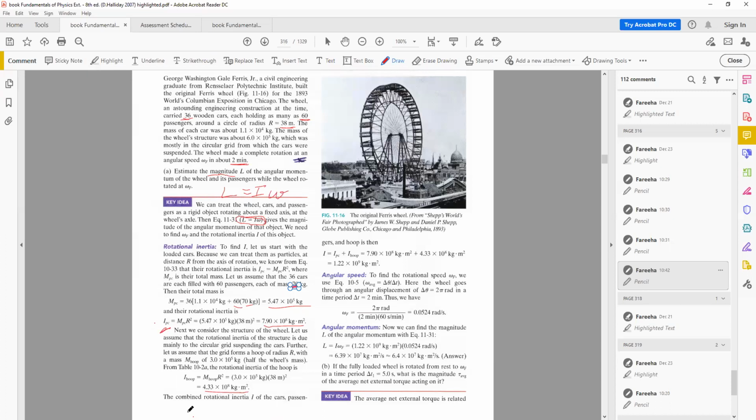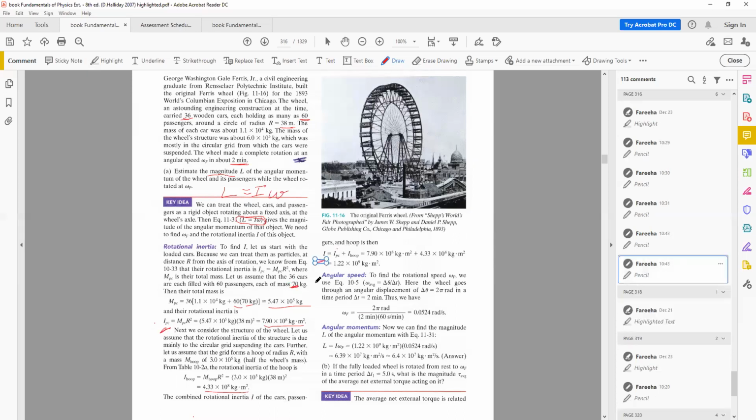So we used an assumption here. This is explained in this paragraph. And then finally, the total moment of inertia I will be the sum of the moment of inertia of the passenger cars that we just calculated here, and the moment of inertia of the hoop that we calculated here. This is the total value, which comes out to be 1.22 into 10 raised to 9 kg meter square.